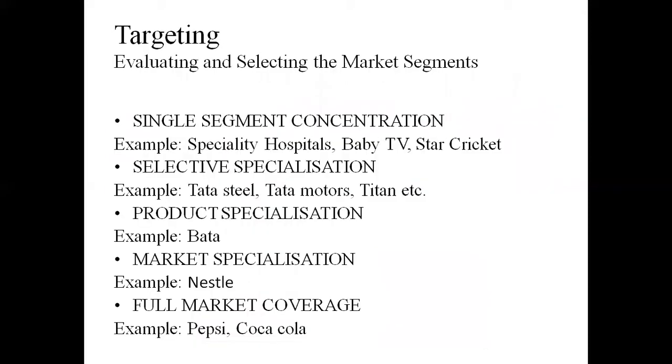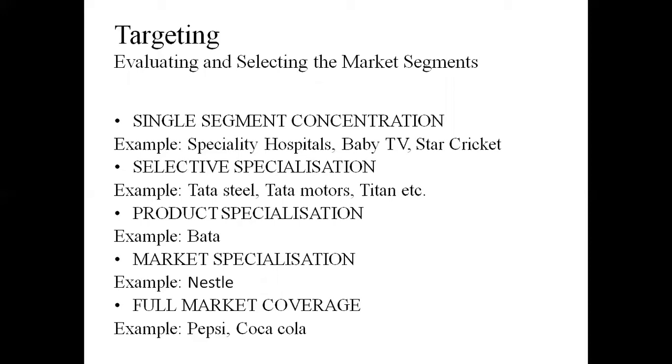Now let's see some examples. Single segment concentration, I gave a few examples at that time also. Here also, like select specialty hospitals, only a cancer care hospital, or a pregnancy care hospital and so on. They are experts in their field, but it might be possible some new competitor comes with huge capital, or the demand itself will reduce. At that time these businesses may suffer.